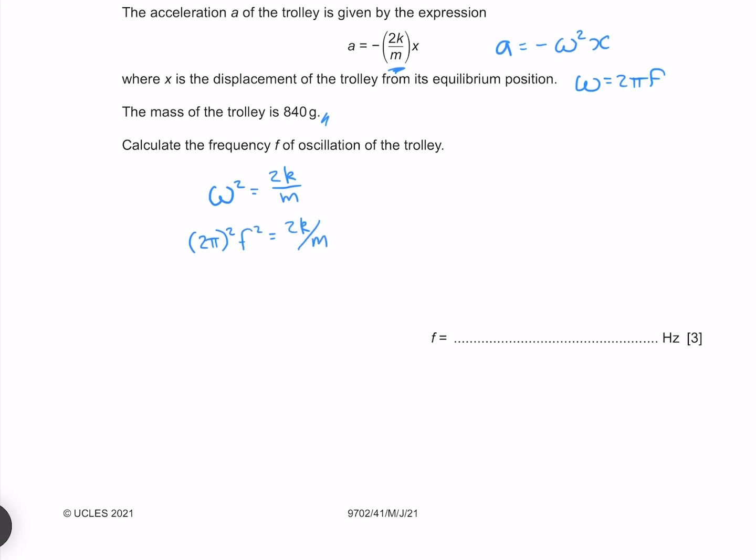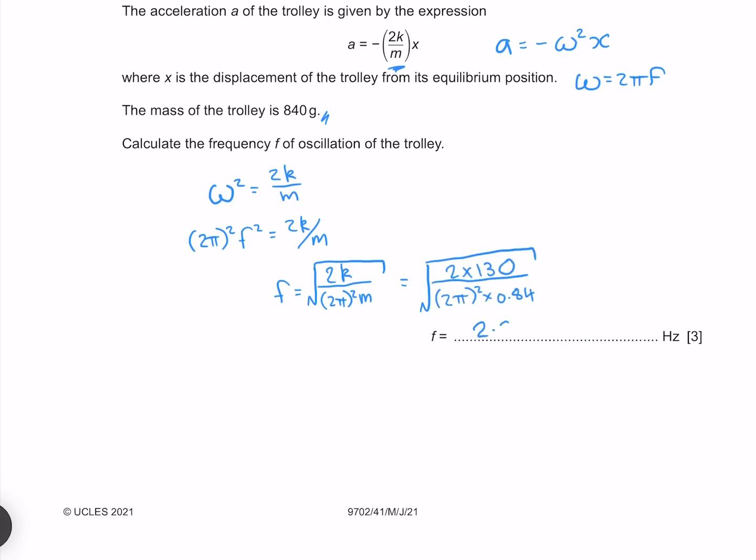Solving for f by dividing both sides by 2 pi and square rooting, and putting our numbers in, which gives me 2.8 Hz.